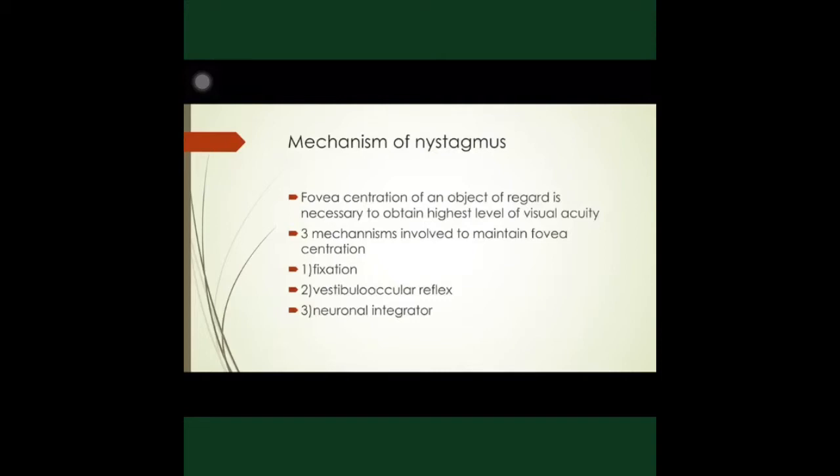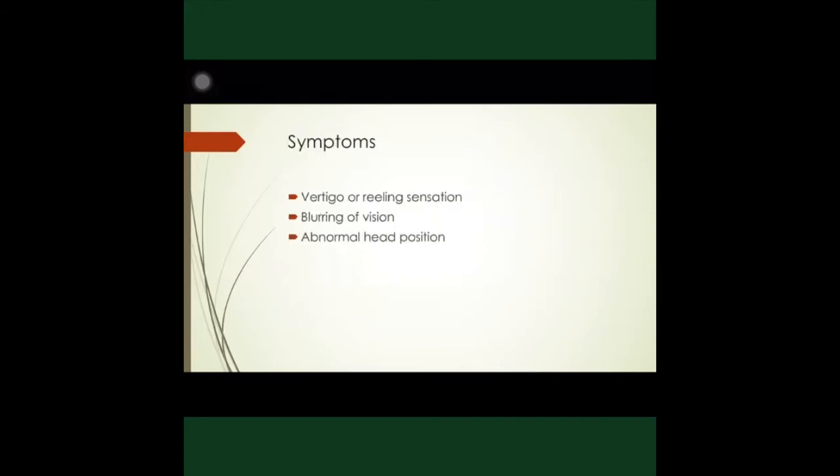What is the mechanism of nystagmus? First, what is the fovea? The fovea is located in the retina. In the retina, there is the macula, and in the macula, there is the fovea. You have to center the object on the fovea to get maximal visual acuity. So, there are three mechanisms to maintain foveal centration: fixation, vestibulo-ocular reflex, and neuronal integrators. All three must be present to maintain our eyes without nystagmus.